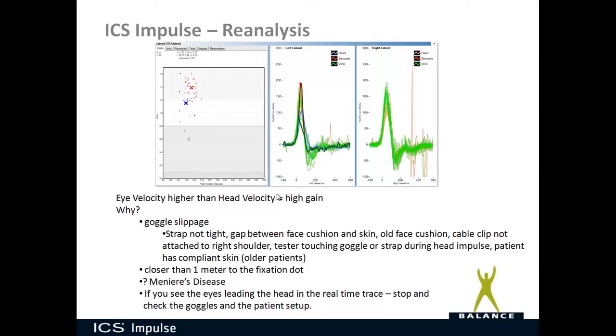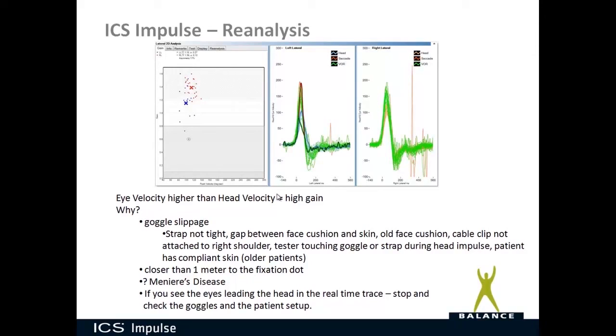Was the cable clip not attached to the right shoulder? Was the tester touching the goggle or the strap during the head impulse? Because if you touch it, you have the possibility of moving that goggle. Or, last thing, does the patient have very compliant skin? Is it a really elderly patient where the skin on their face is a little bit on the loose side? If you think that none of those things occurred, then we need to look at some other things.